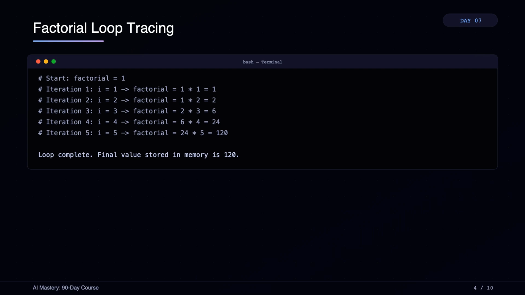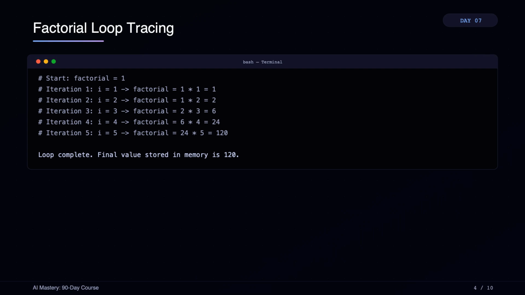In iteration 1, i is 1, so factorial becomes 1 times 1, which is 1. In iteration 2, i is 2, and factorial updates to 1 times 2, which is 2. In iteration 3, i is 3, and factorial becomes 2 times 3, which is 6. In iteration 4, i is 4, leading to 6 times 4, which is 24. Finally, in iteration 5, i is 5, and factorial multiplies to 120. The loop terminates, saving the final product in memory.